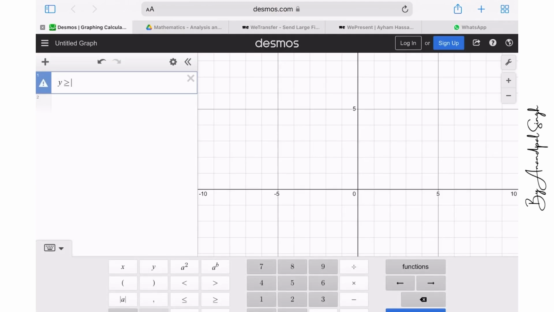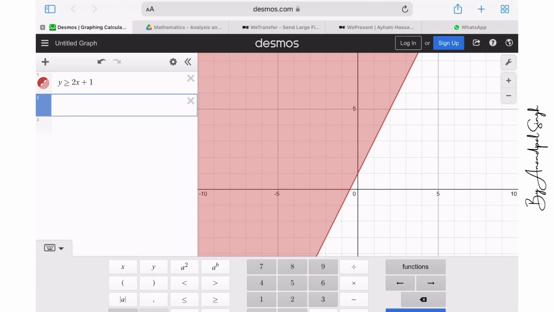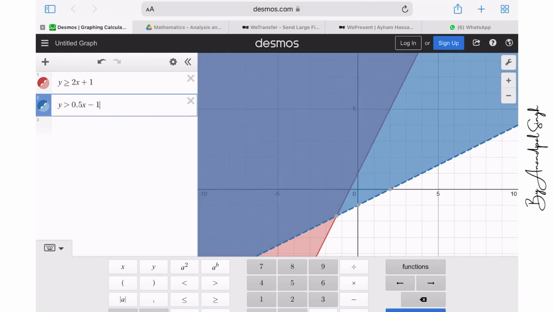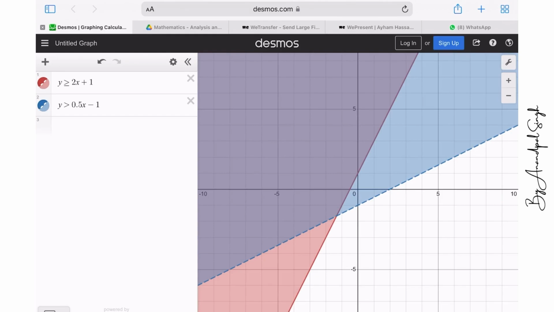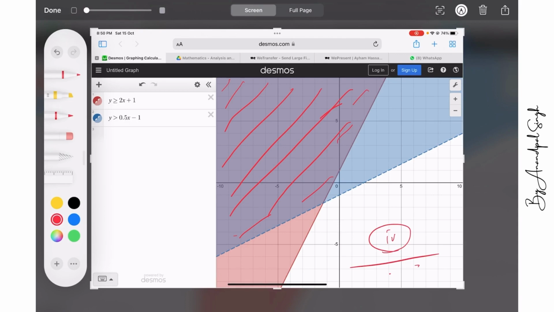See, y is greater than or equal to 2x plus 1. And the second one is y is greater than 0.5x minus 1. So which is not having any solution? If you observe carefully, the solution will be that part where we have something in common. Over here we are having the common thing. See these sections. We observe that section 4 has nothing in common, so that should be the answer. It means the answer is section number 4.